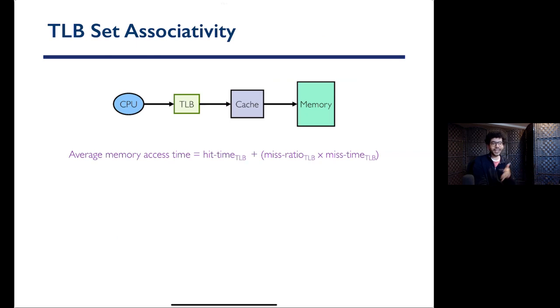Now, let's do the access time for TLB. Just like any other cache, the average memory access time is hit time in TLB plus miss ratio of TLB times miss time of TLB.